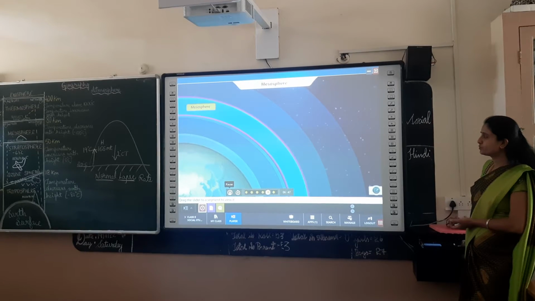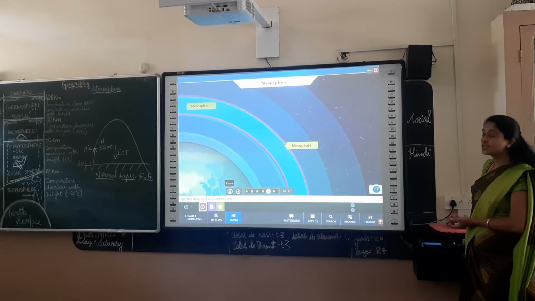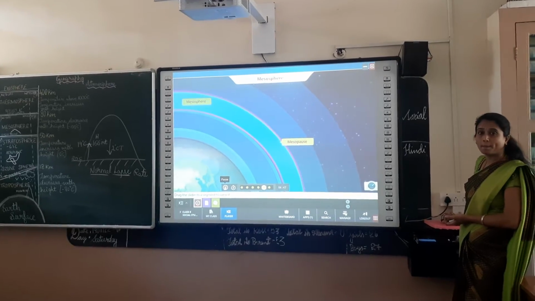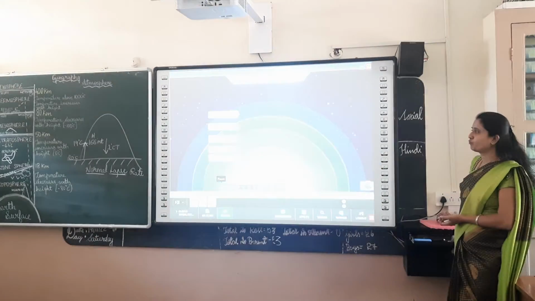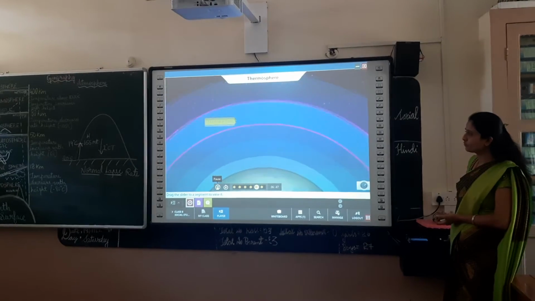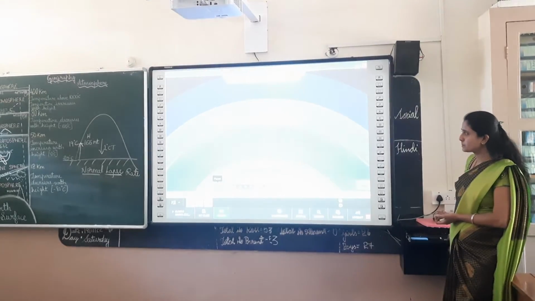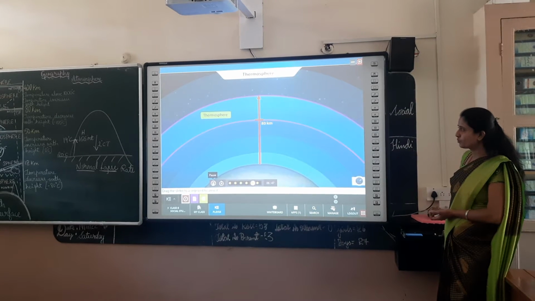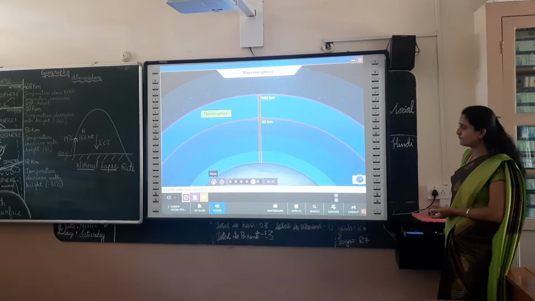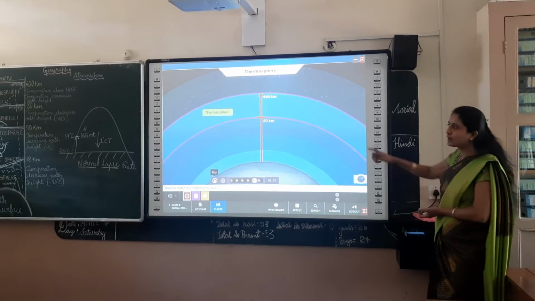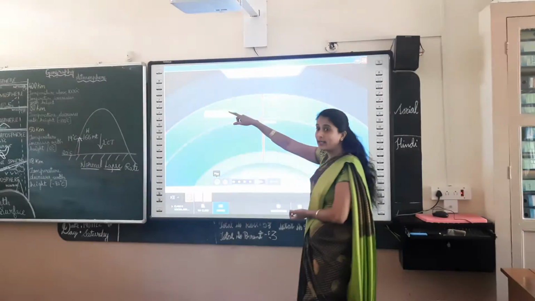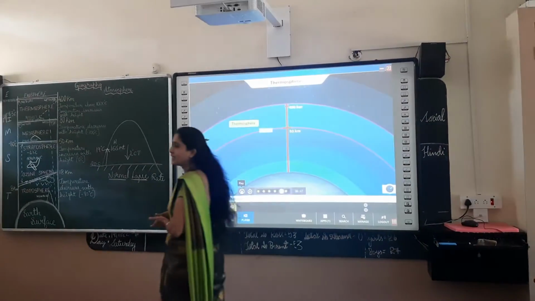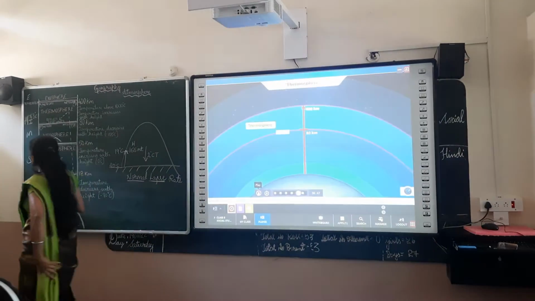The upper limit of the mesosphere is called the mesopause. See, every layer has a pause at the end. Above the mesopause, nearly 80 kilometers above the Earth's surface, is the thermosphere that extends up to 400 kilometers. Here is a concept. Already I have told you that for the thermosphere, I have even written the letter I. Do you know what I stands for?